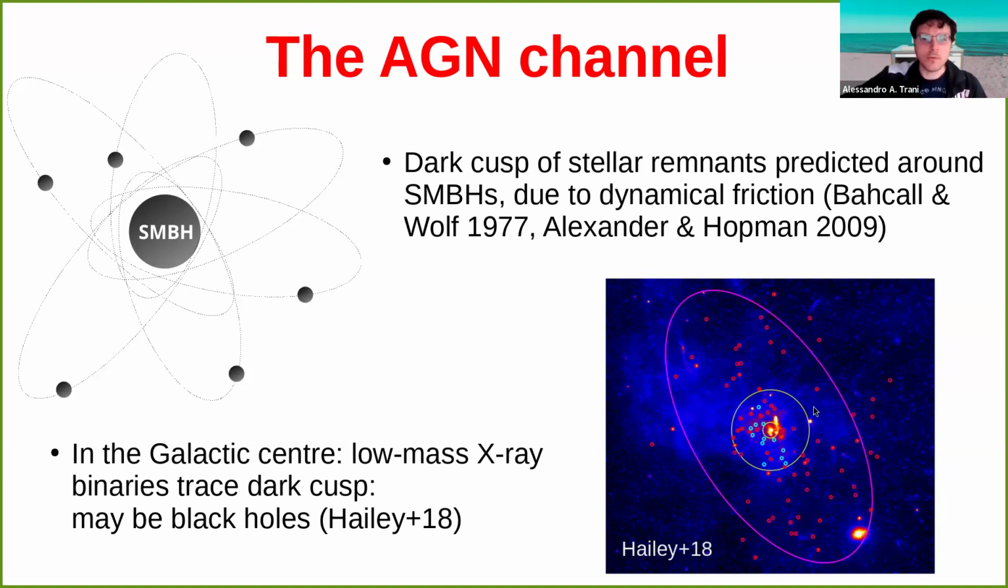And it might also be corroborated by observation in our galactic center, where we have a supermassive black hole of 10^6 solar masses. And there is some hint that low mass X-ray binaries may actually trace a cusp of black holes around our supermassive black hole.